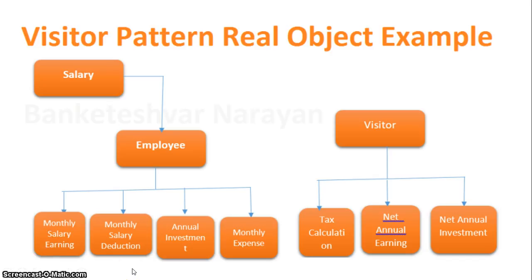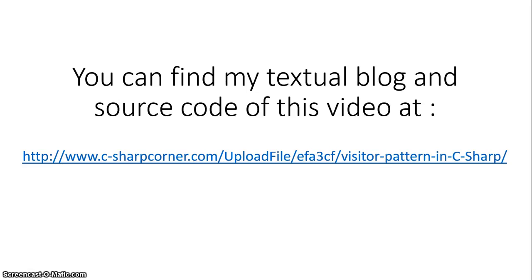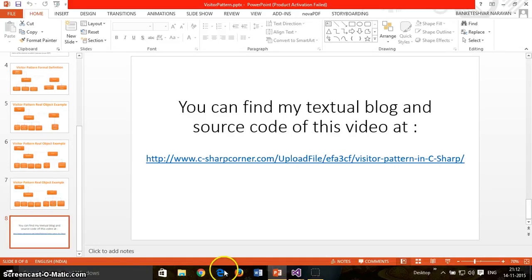To understand it in a better way, I have created two examples. In one example, I am calculating tax, net annual earning, net annual investment, and other parts using the visitor pattern, and in the other I am calculating all those things without the visitor pattern, so that you can easily identify the difference between calculating using the visitor pattern and without it. You can find my textual blogs and source code of this video at the following path, and let me show you those codes.